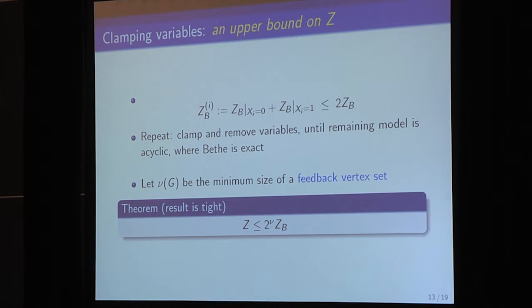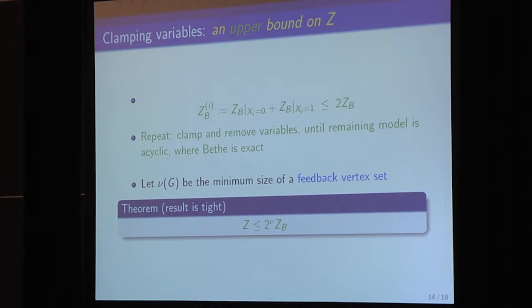So in general, we can do this on any model, and the bound we get is going to depend on how many variables you have to remove from a model to get an acyclic model. The minimum number of variables you have to delete in order to get that is the minimum size of what's called a feedback vertex set. So if we call that nu, then we have this theorem that Z is less than or equal to 2 to the nu ZB. And perhaps surprisingly, this result is tight, which we can talk about if you're interested.